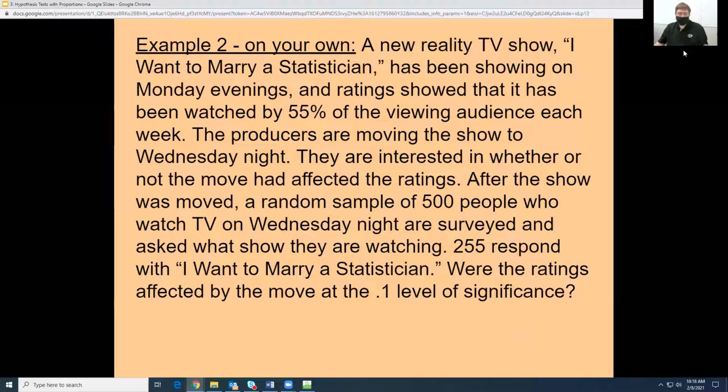All right, try example 2 on your own. Make mistakes. Cuss at it if you want. I won't get too mad, I promise. A little mad, but not too mad. And then let's see what you guys got. We'll go through the answers here in just a second.